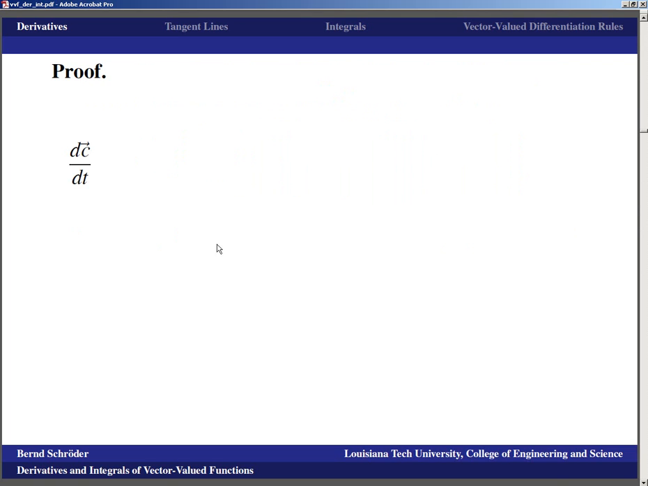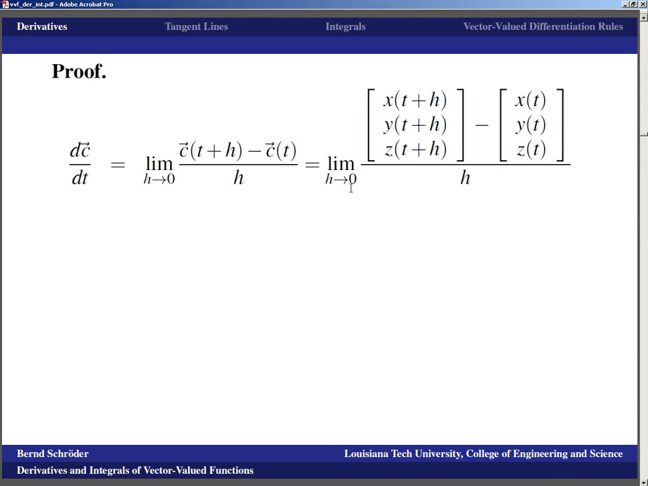So, proof. The derivative of c with respect to t is the limit as h goes to 0 of c of t plus h minus c of t, divided by h. So we're looking at a time t here. I didn't stick t0s in there because that's just more typesetting and more writing. And that is the limit as h goes to 0.